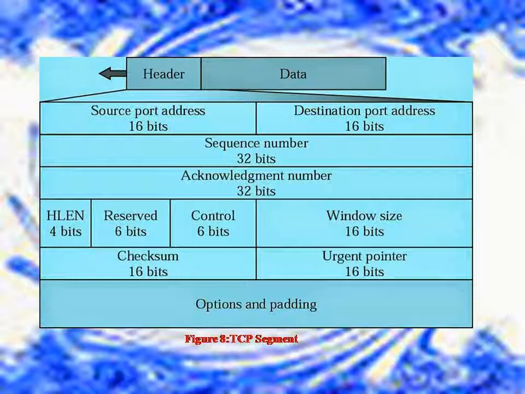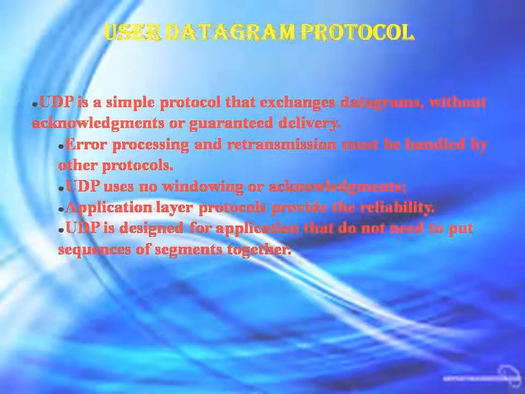HLEN represents the number of bits in the header, and reserved is set to 0. Control bits. Control functions such as setup and termination of a session. Window, number of octets that the device is willing to accept. Checksum, calculated checksum of the header and data fields. Urgent pointer, indicator for the end of the urgent data. Option, maximum TCP segment size. Data, upper layer protocol data.